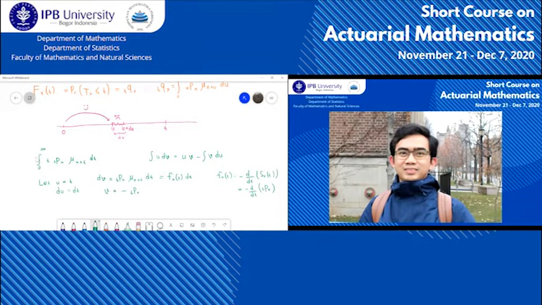Okay, so we have the expectation of Tx will be equal to u times v, t times negative tpx, so we have negative t times tpx, evaluated from 0 to infinity, minus the integral from 0 to infinity of v du, where v is equal to negative tpx dt.